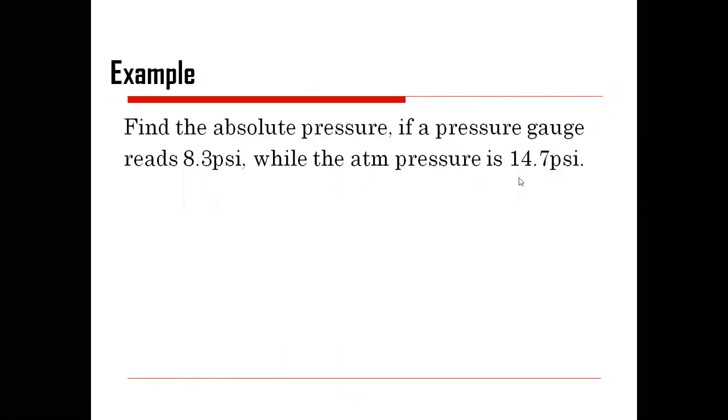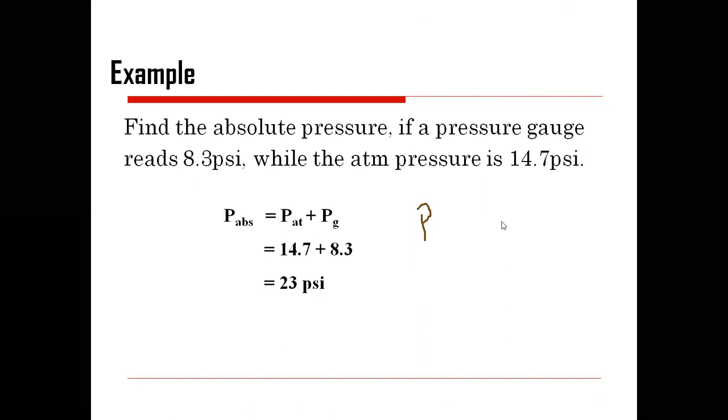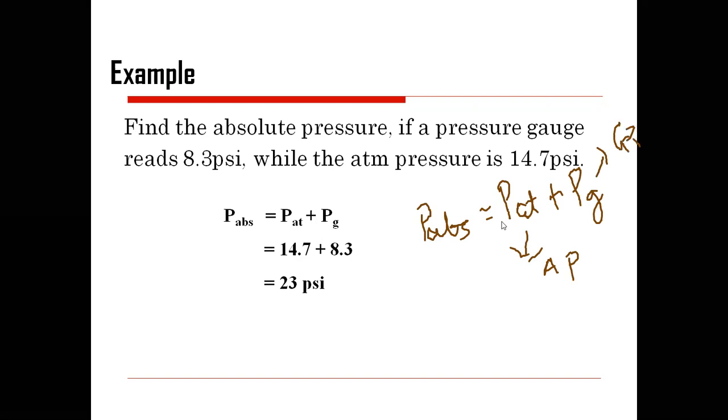So suppose, find the absolute pressure if a pressure gauge reads 8.3 psi while the atmospheric pressure is 14.7 psi. If you observe this particular aspect, you can easily determine the absolute pressure. Now over here, to resolve this equation, absolute pressure is noted as ABS. This is the notation. As per our definition, we have the summation of atmospheric pressure plus gauge pressure. So you can easily determine the value.